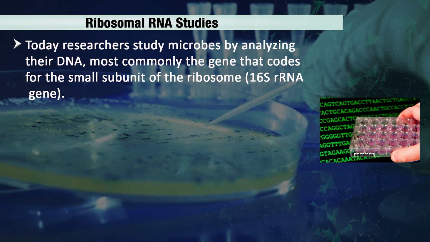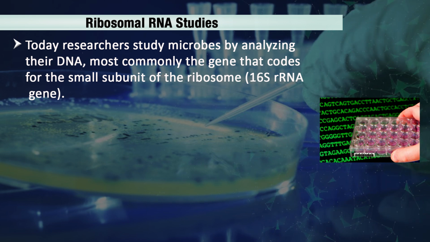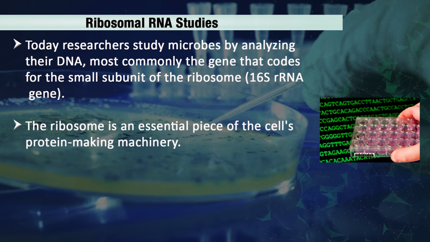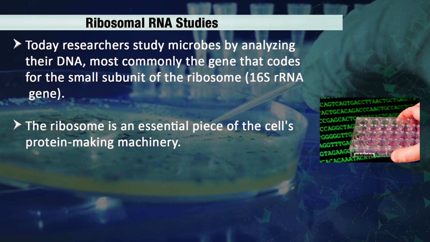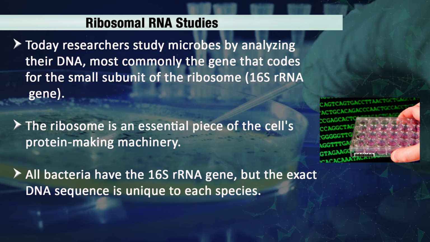Today, researchers study microbes by analyzing their DNA, most commonly the gene that codes for the small subunit of the ribosome, that is the 16S rRNA gene. The ribosome, we all know, is an essential piece of the cell's protein making machinery. All bacteria have the 16S rRNA gene, but the exact DNA sequence is unique to each species. So, it is basically used as a type of molecular fingerprint.